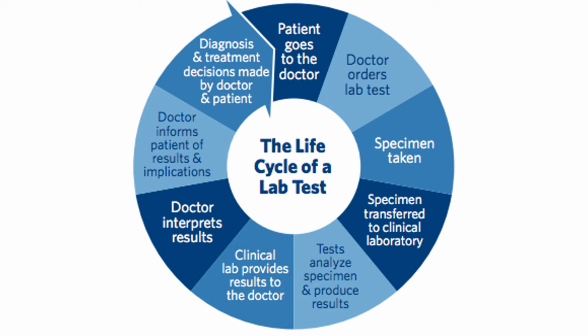So this is the life cycle of a lab test. The life cycle starts with the patient going to see the doctor. Then the doctor will perform the examination, and based on the findings, the doctor will order a specific lab test. Specimen will be taken. This specimen will then be sent to the lab. The lab will perform some tests to analyze the specimen and will produce the results. The lab will then provide the result to the doctor.